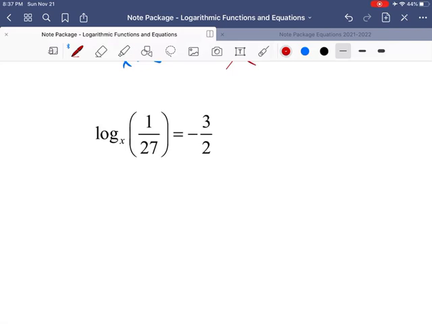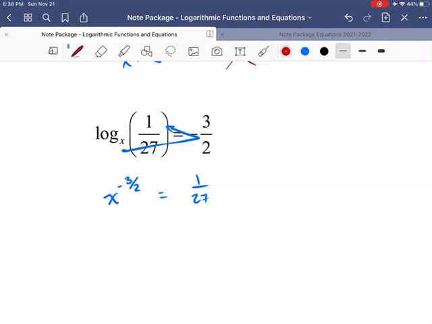Okie dokie, so I'm going to switch back to blue. x to the negative 3 over 2 is equal to 1 over 27. So this is a common base problem again. Well, yeah, I guess you could solve it with a common base.